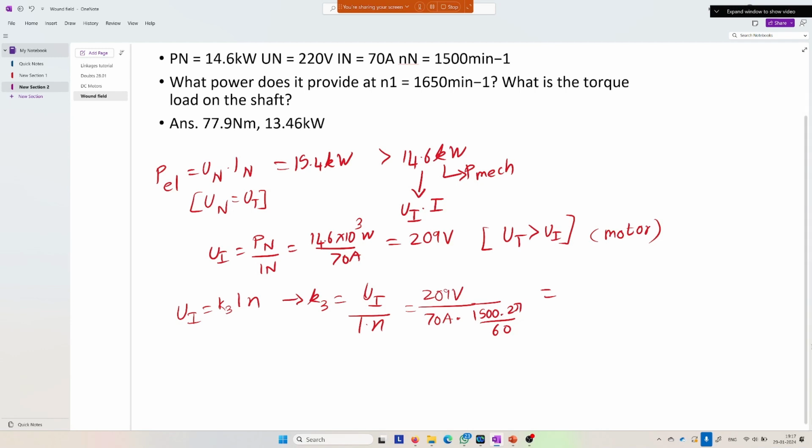RPM is 1500, that's given, so 1500 into 2 pi divided by 60. The value is 0.019 ohm second, because this unit is radians per second, and radian we can ignore like I said before. Volt by amp is ohm from Ohm's law, and then 1 by second in the denominator becomes second in the numerator. So that's K3.